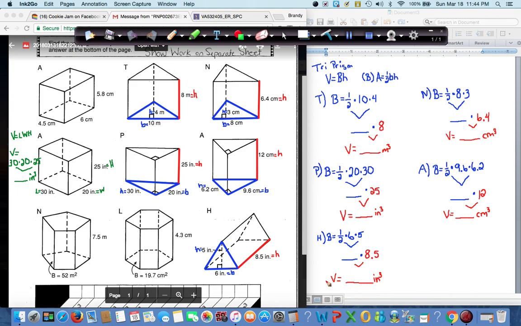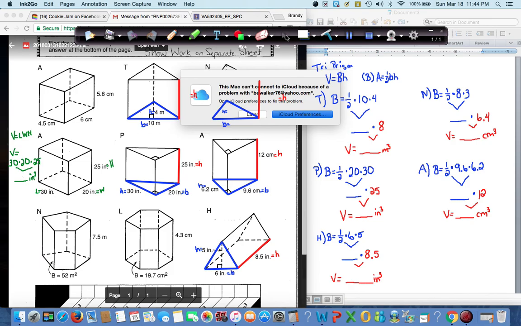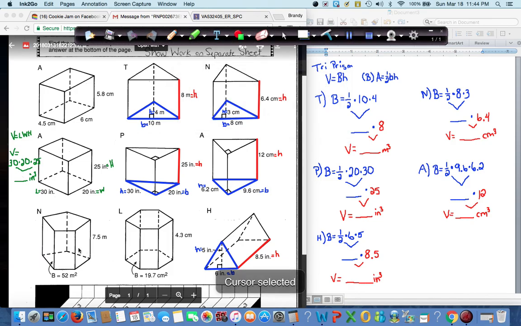Now I want you to take a look at N and L. Let me get rid of that. All right, let's take a look at N and L. I'm going to use green here just so we can see. If you look here, this is our base. What shape is this? Do you guys know how many sides it has? Let's count. 1, 2, 3, 4, 5. So this is a pentagonal prism.